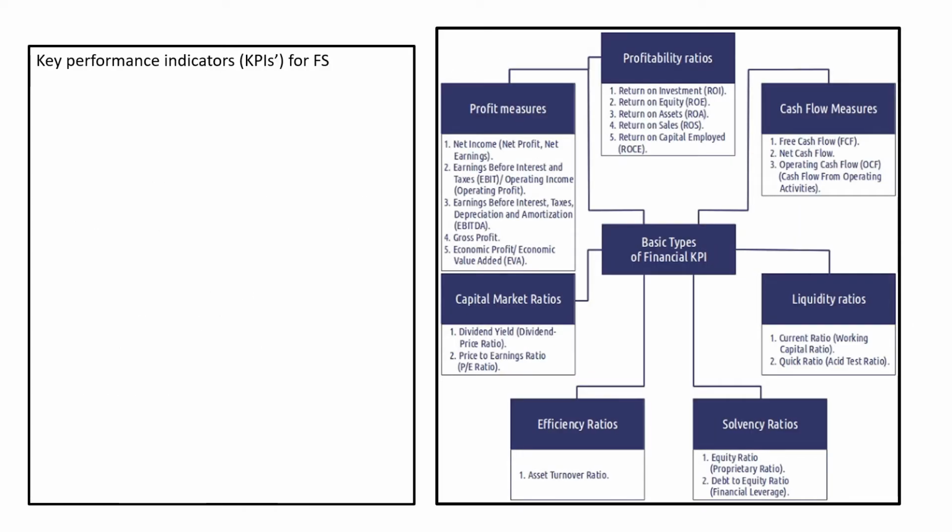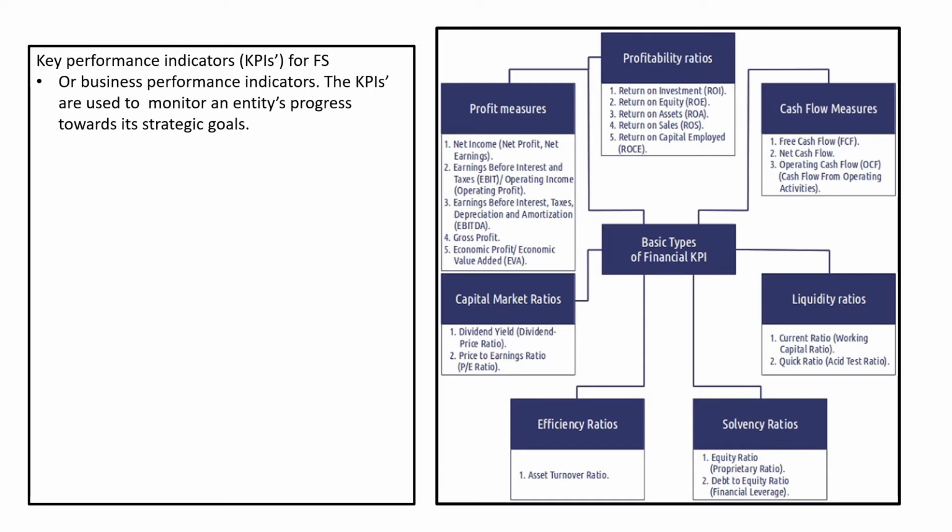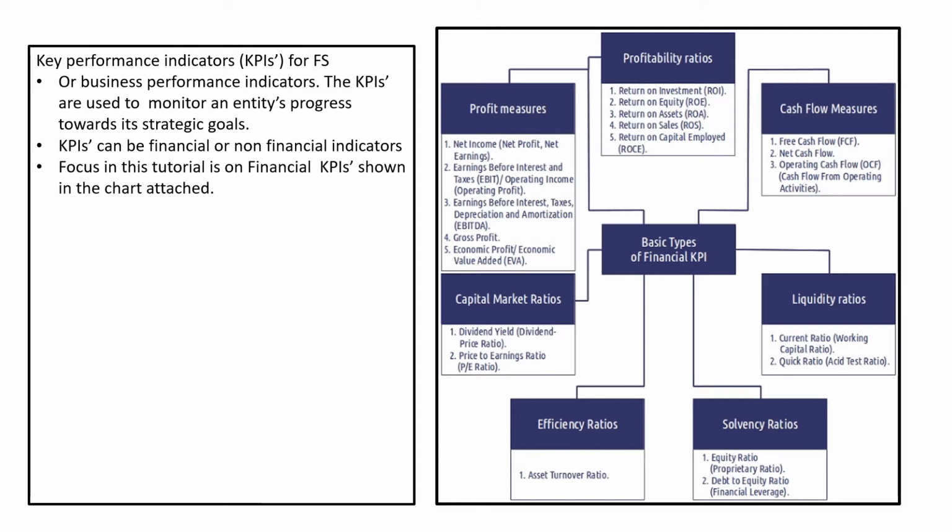We'll have a quick introduction to the key performance indicators for financial statements. Sometimes they're called business performance indicators. The KPIs are used to monitor an entity's progress towards its strategic goals. These KPIs can be financial or non-financial indicators. The focus of this tutorial is on financial KPIs shown in the chart attached.